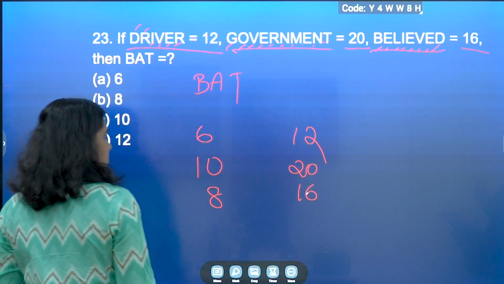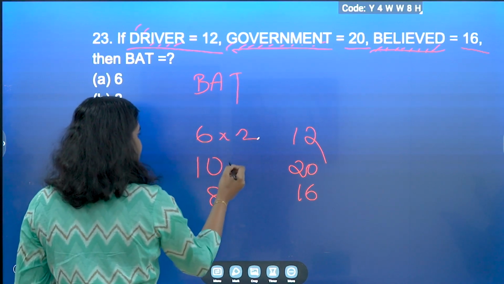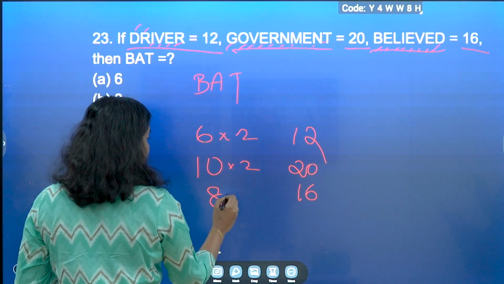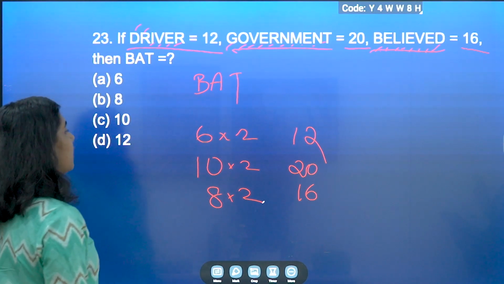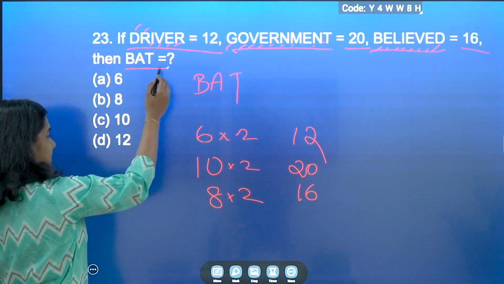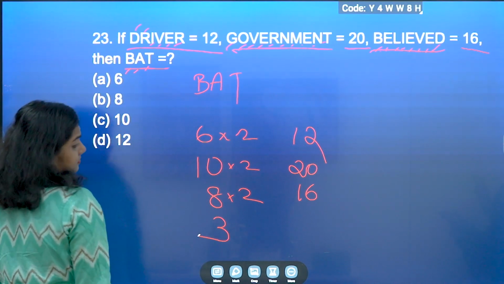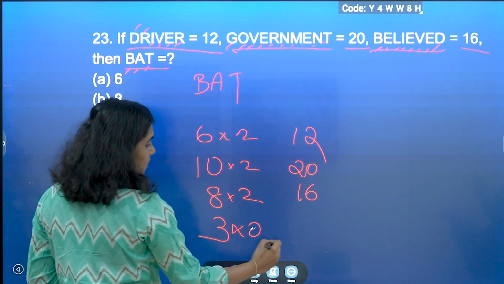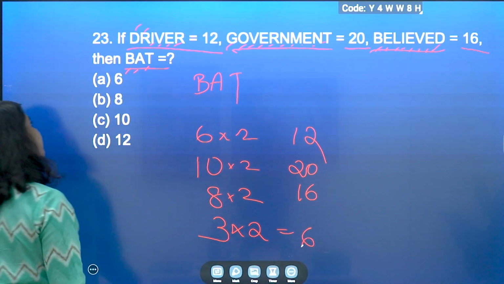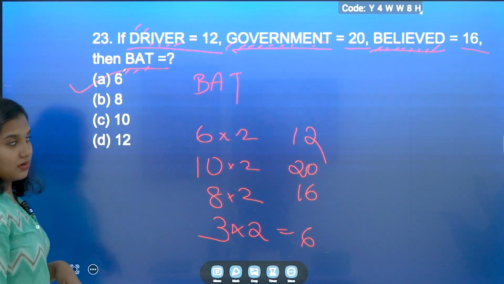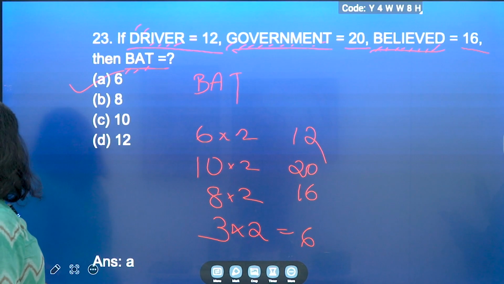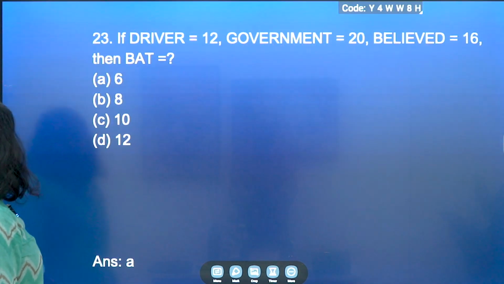So if you look at this, you will know that 6 into 2 is 12, 10 into 2 is 20, 8 into 2 is 16. So now you have to find out the code for bat, and in bat you have 1, 2, 3. 3 letters and 3 into 2 is 6. So the code for bat is 6, option A. Moving on to the next question.